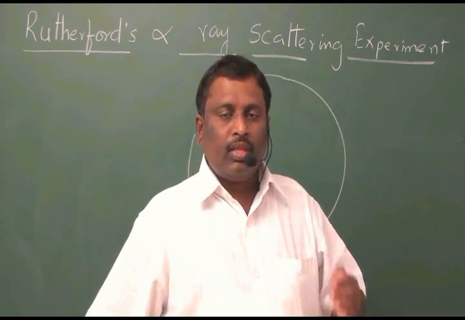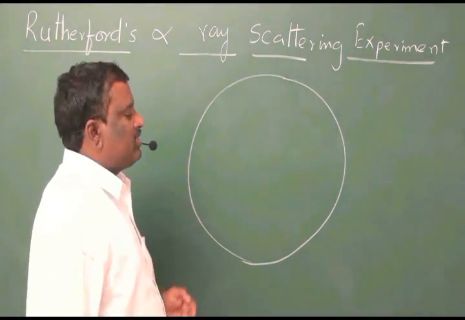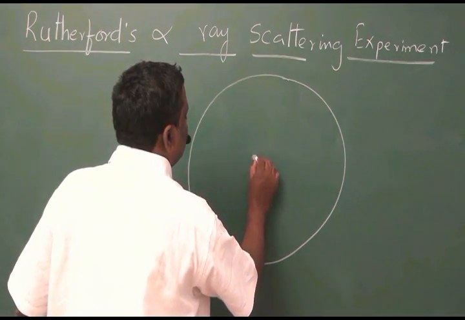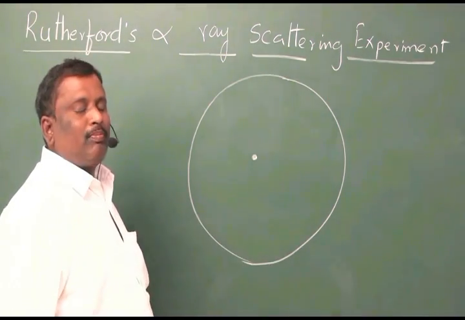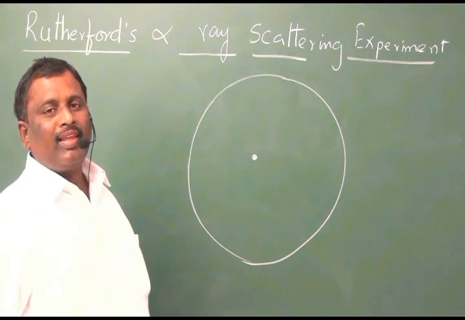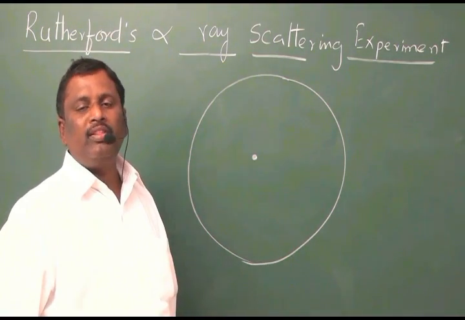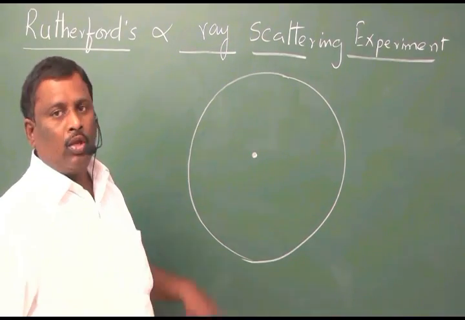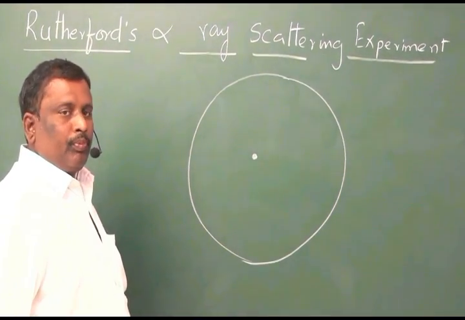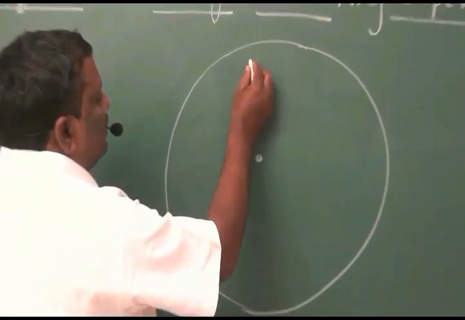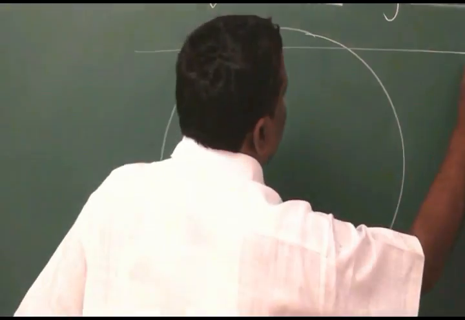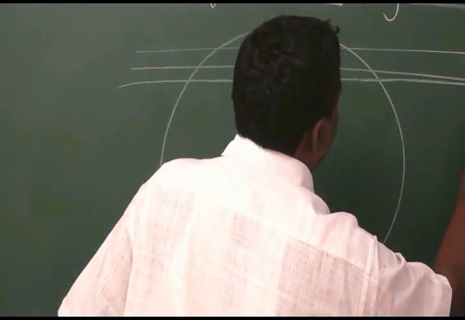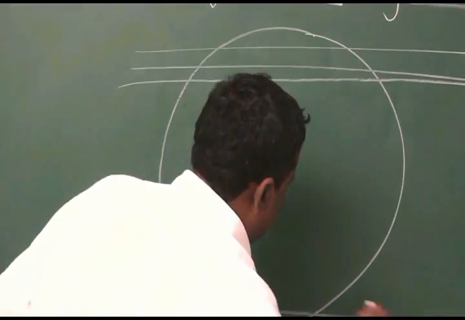That means the whole positive charge and mass of this atom is concentrated at a minute point. This minute point is said to be the nucleus, and probably this nucleus is present at the center of the atom. So alpha particles which are away from this positively charged nucleus will pass through the gold foil without any deviation in their path.